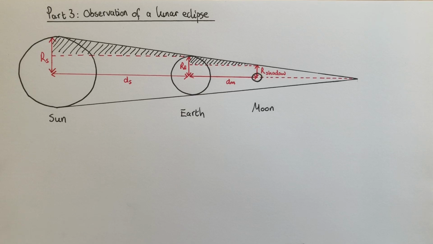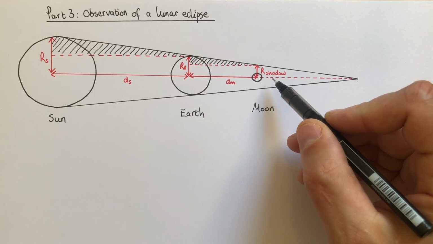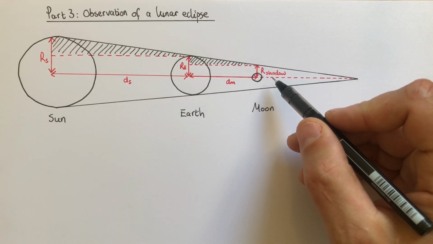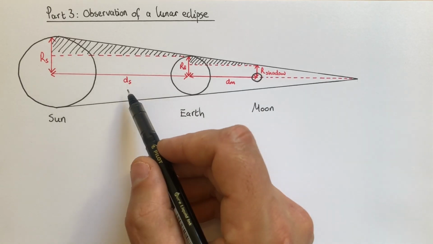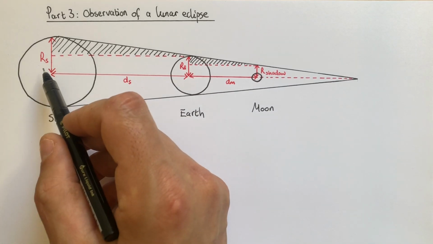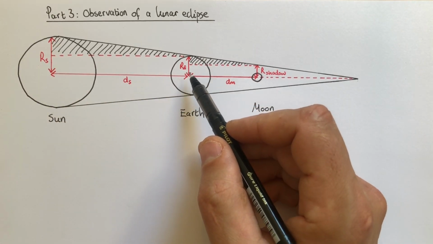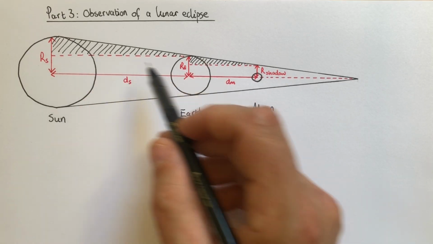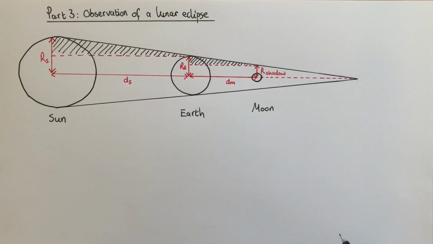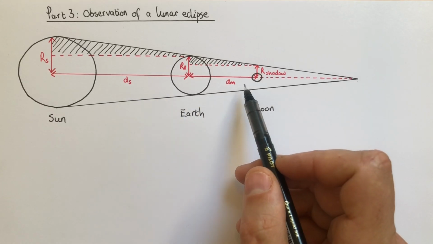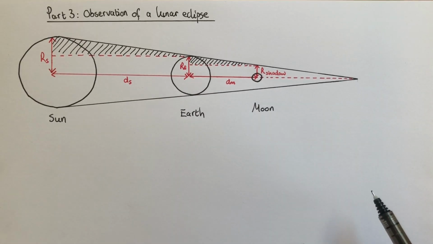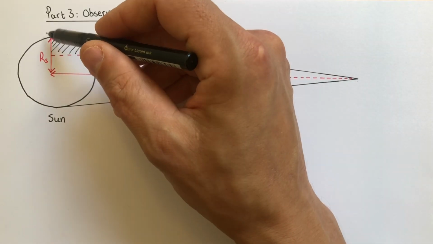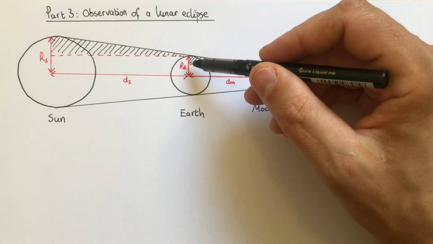A lunar eclipse occurs when the Earth casts its shadow on the Moon, as can be seen in this diagram. R shadow represents the radius of the cast shadow at the location of the Moon. And as previously, dm represents the distance between the Earth and Moon, ds is the distance between the Earth and Sun, rs is the radius of the Sun, and re is the radius of the Earth. Notice that the two shaded triangles are similar, and therefore the ratio ds to dm, which is the ratio of the longer base to the shorter base, is going to be equal to the ratio of the height of the larger triangle to the height of the smaller triangle.